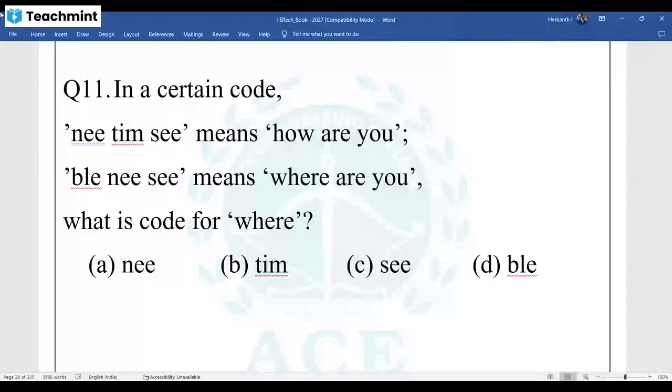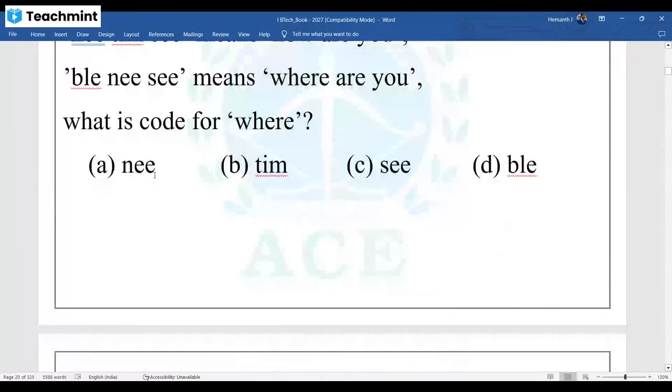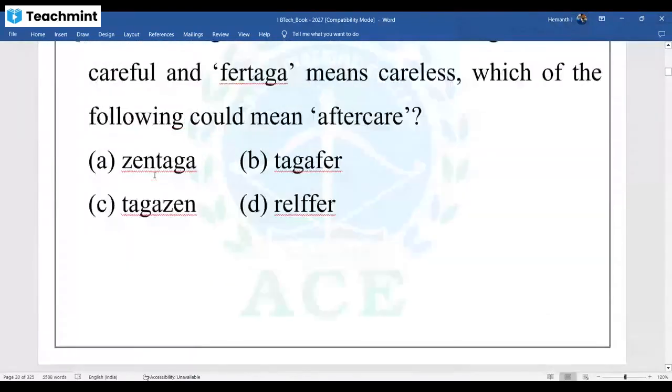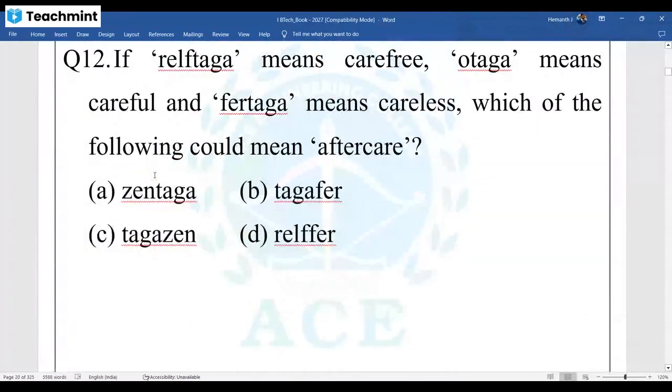Fine, so we are done so far with mixed coding, letter coding and substitution coding. The next concept to be covered is number coding. Is the 12th question done or not? No, fine. So let's try to complete this 12th one as well. This still comes under mixed coding.